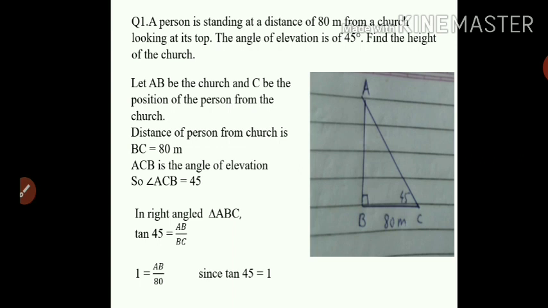Now we know in the trigonometric value table tan 45 is 1. So in place of tan 45 let's substitute 1 is equal to AB, which I have to find out, upon 80 remains same. So now when I cross multiply, I get AB is equal to 80 into 1, which will be 80 meters. So the height of the church is 80 meters.